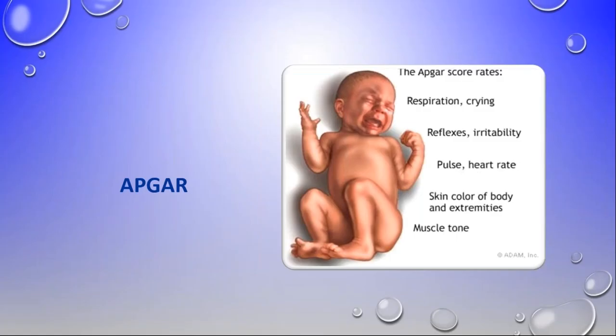So let's talk about APGAR, because the APGAR is what we do when a baby is born at 1 minute, 5 minutes, and 10 minutes. And APGAR can be and is very, very subjective. A lot of people tend to overshoot it. They tend to give themselves better scores because they think they're scoring themselves and not the baby. So we look at the respiration and whether the baby's crying or not. We look at the reflexes, how irritable the baby is. We look at the pulse or the heart rate. We look at skin color and the extremities, and we look at muscle tone.